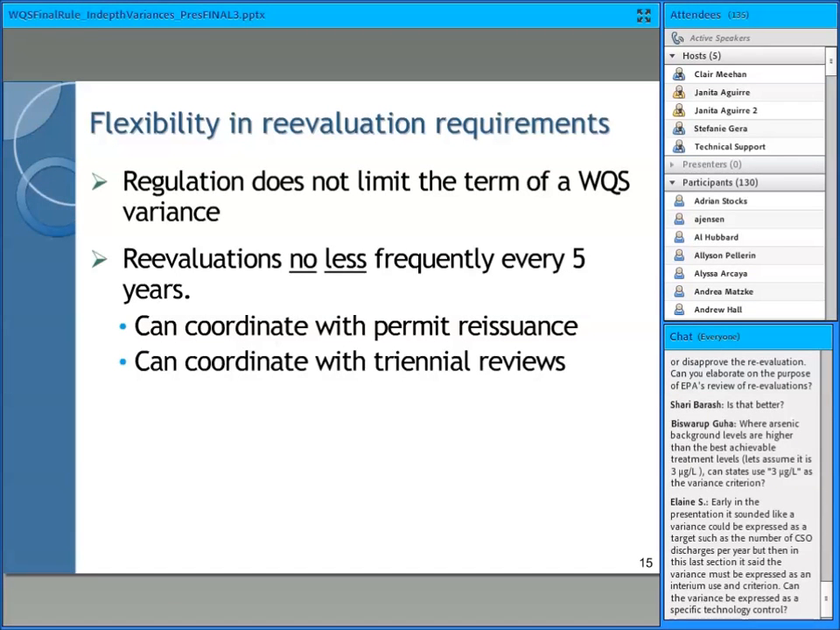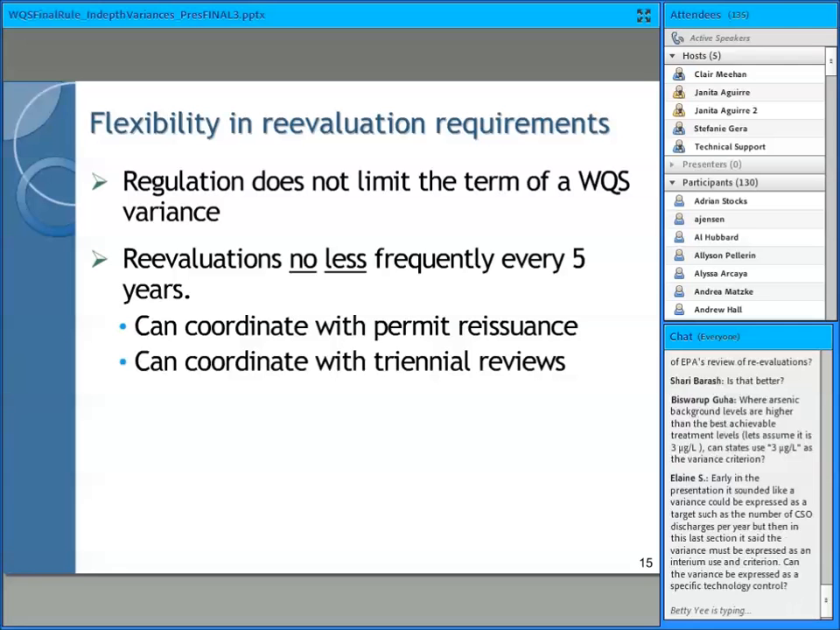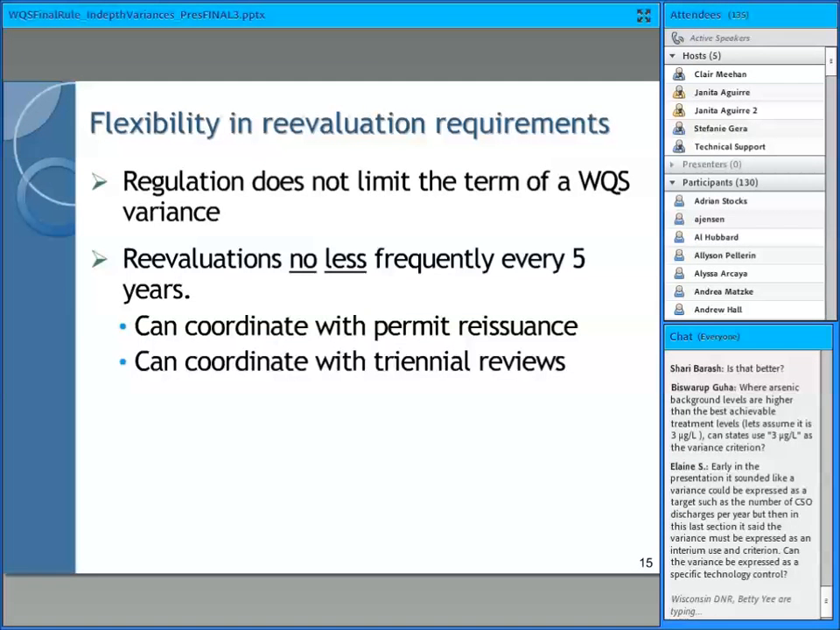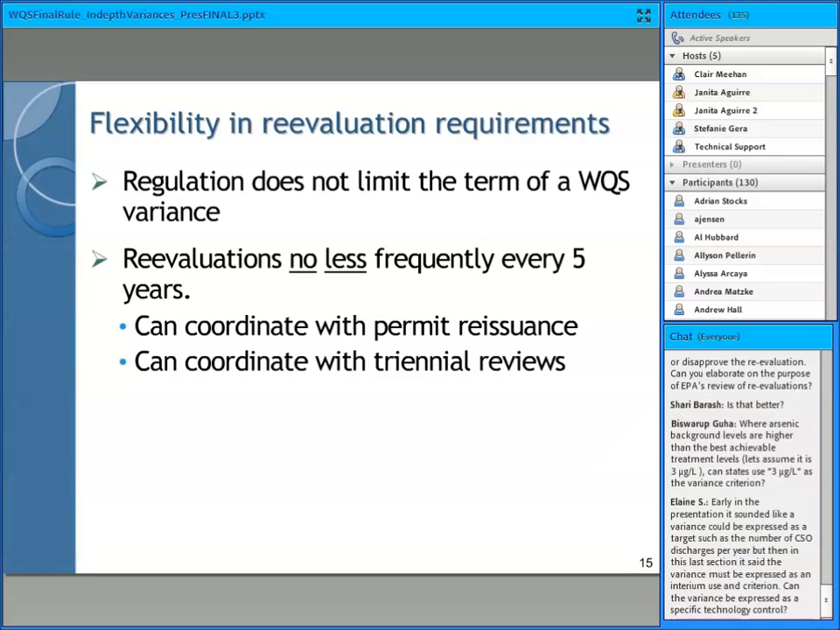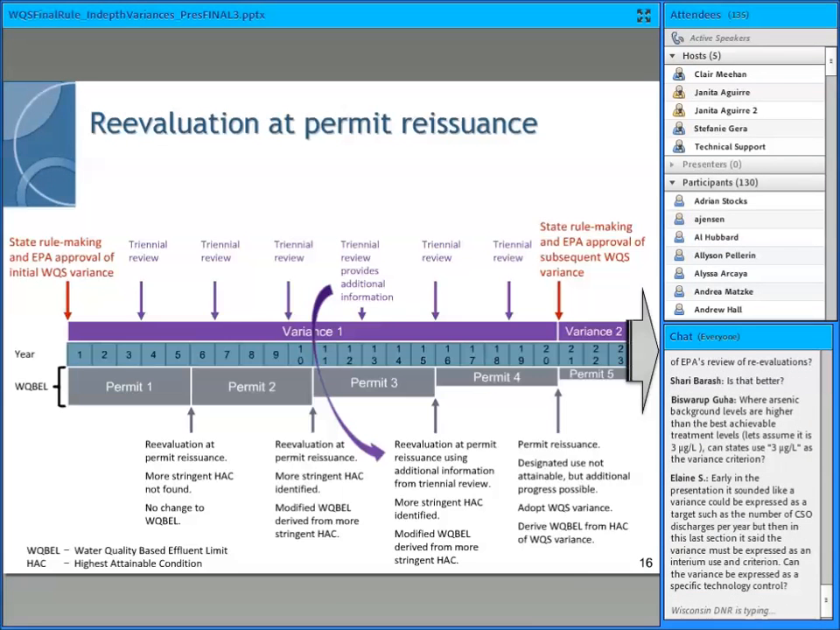Now, I'm going to describe how a state or tribe can use this flexibility to reevaluate a variance in different ways to minimize administrative burden. This is not to say that EPA believes variance reevaluations are going to be complicated or time-consuming. Since the final rule was published, EPA has received questions about how the reevaluation process is supposed to work. We hope that by explaining it here, we will alleviate some of the confusion about what a state and tribe must do to comply with the variance reevaluation requirements in the regulation.